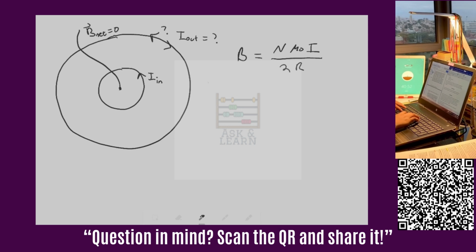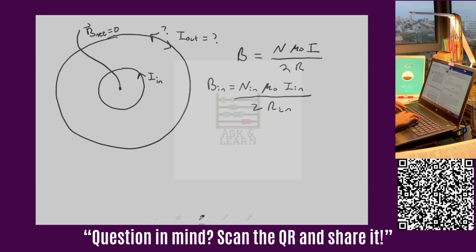Now, for the inner loop, the magnetic field at the center of the inner loop is given by the number of turns in the inner loop, multiplied by mu naught, multiplied by the current in the inner loop, divided by 2 times the radius of the inner loop. Okay, so we have an expression for the magnitude of the magnetic field. What is the direction of this magnetic field?